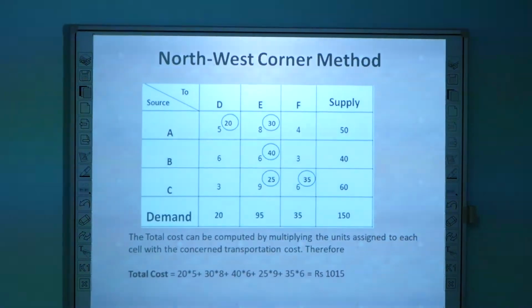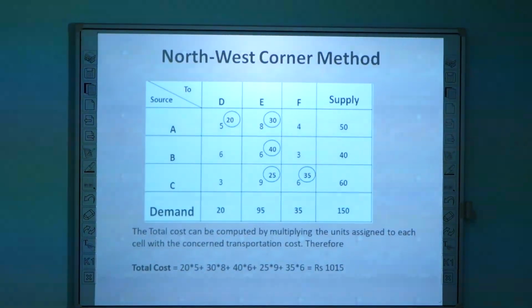Next we have to calculate the total cost. The total cost can be computed by multiplying the units assigned to each cell with the concerned transportation cost. So, the total cost is calculated as 20 into 5 plus 30 into 8 plus 40 into 6 plus 25 into 9 plus 35 into 6. So, the total cost is rupees 1015 only.